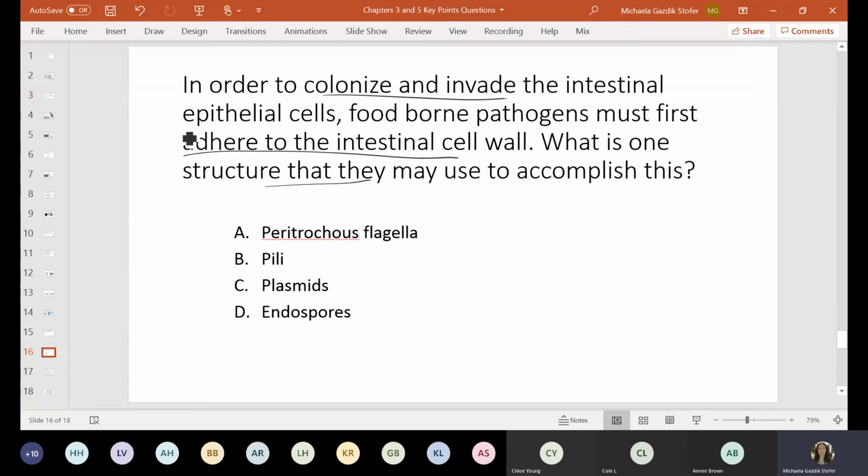Okay, so again, our key here is that we're adhering. So what structures were involved with adherence? Okay, remember those were the pili and the fimbriae. As we look through our answers, there's our pili. That's what we're looking for in those. Okay, so that's how I ask these types of questions. You guys have the lecture videos, and so you can go through the general information of all of those.